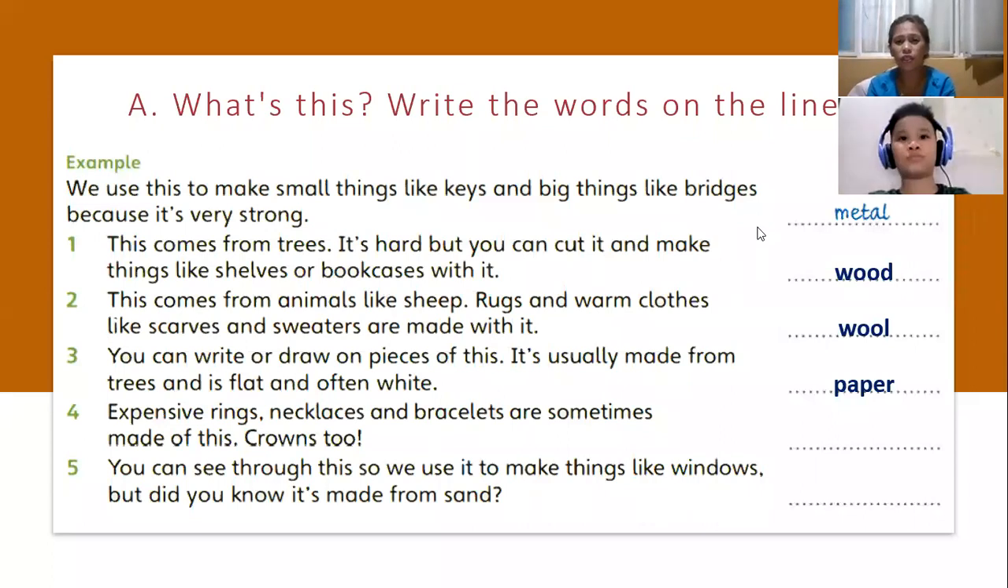My internet is not good, teacher. Internet is not good. Okay, so here, this one, number five, what is your answer for this? It is go. And number five, what's your answer for number five?